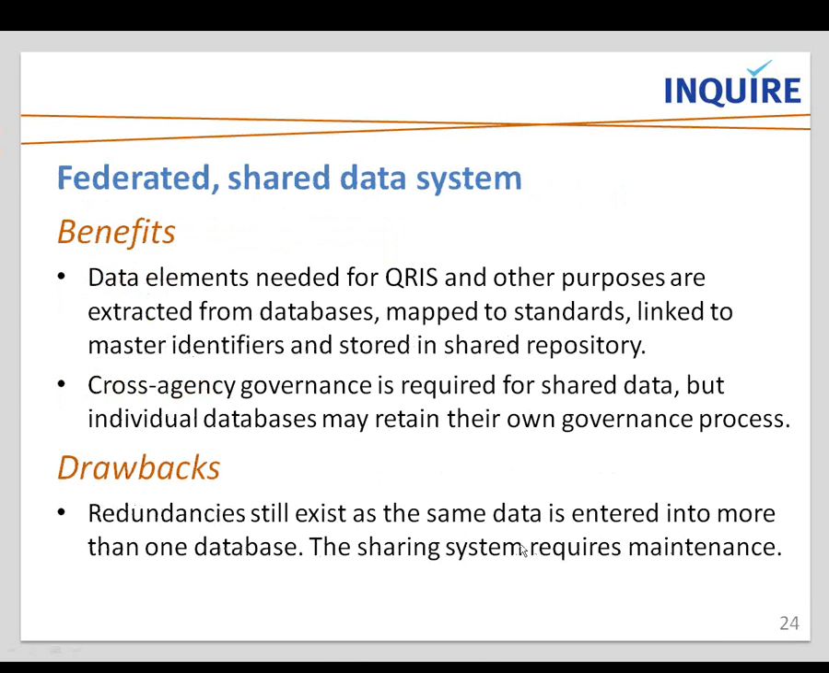So the next model is sometimes called federated or shared database system. It keeps components of databases autonomous, as in the other models. The data elements needed by QRIS are extracted from the source databases. Then they're mapped to standards, linked to master identifiers, and stored in a shared repository. Data are available for cross-agency needs after they have been shared. Not in real time, but after they're pulled together.